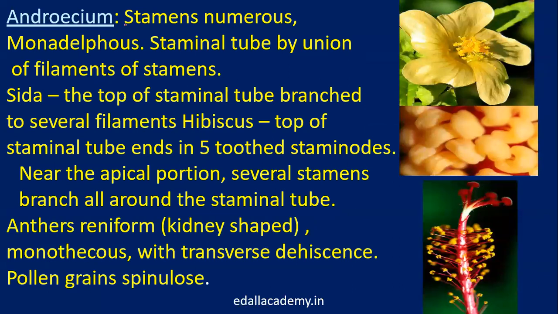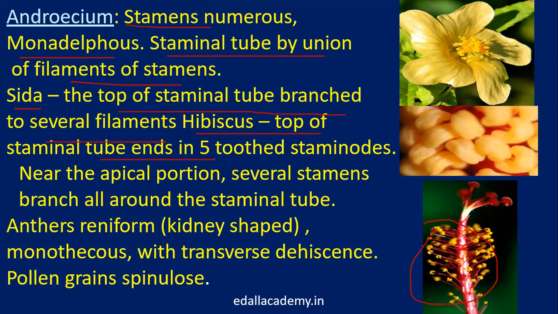And androecium, stamens numerous. See the diagrammatic representation. Malvaceae family members have numerous stamens. The filaments of the stamens are fused together to form a single bundle, so it is called monadelphous. The stamens are attached to the staminal tube by union of the filaments. In Sida, the top of the staminal tube is branched, so several filaments. In hibiscus, the top of the staminal tube ends with 5-toothed staminodes.